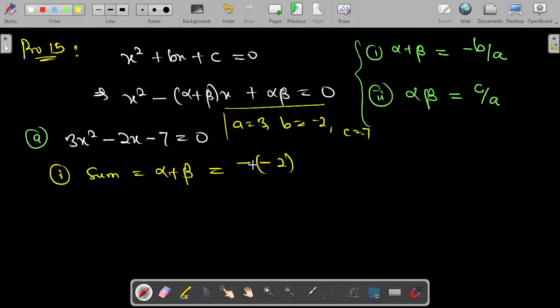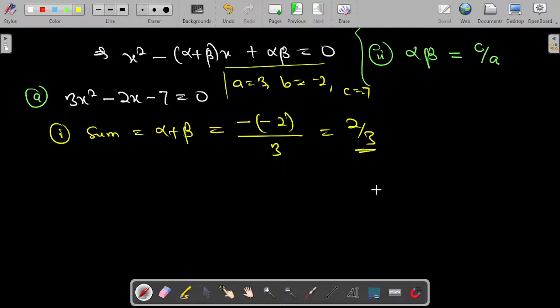All right, so let's go. You are going to have minus times minus 2, and that is all over, that's our minus b, all over a, which is 3. So that's going to give us 2 all over 3 as the solution.